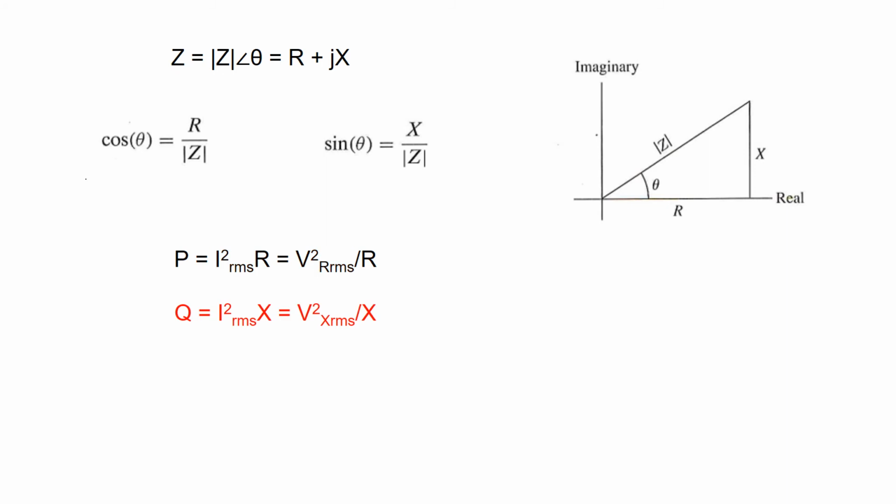Similarly, we can rewrite Q, the reactive power, as I RMS times X, where X is the imaginary part of the impedance through which the current flows. This is also equal to V_X RMS squared over X, where V_X RMS is the RMS or effective voltage across the reactance. X is positive for an inductive load and negative for a capacitive load.